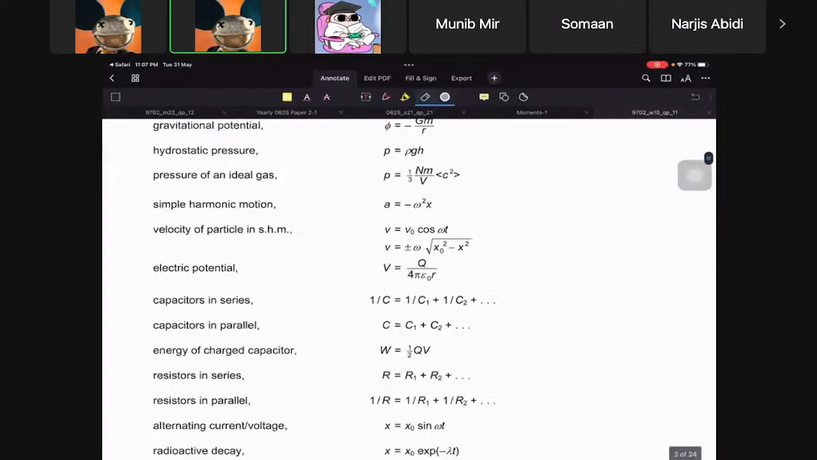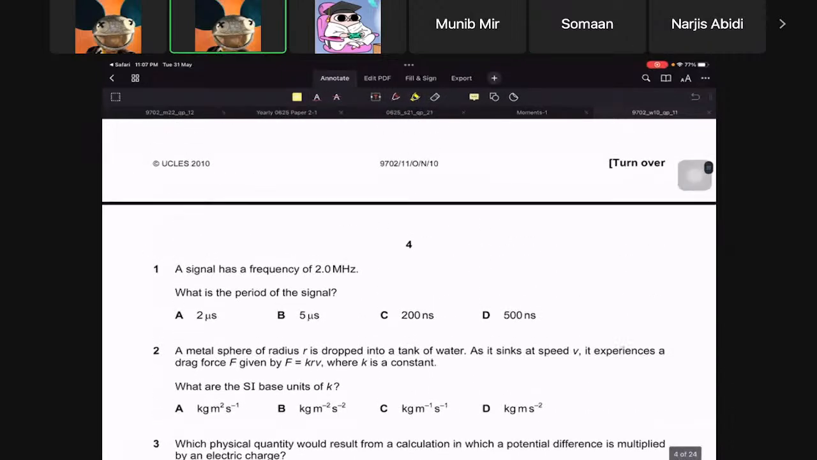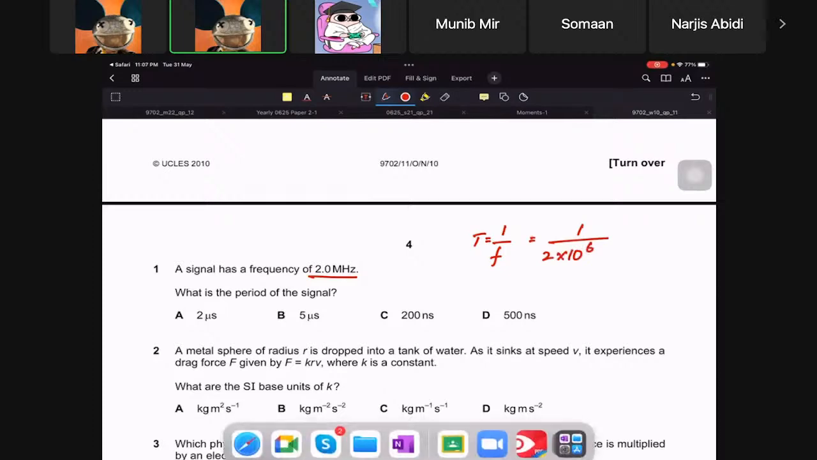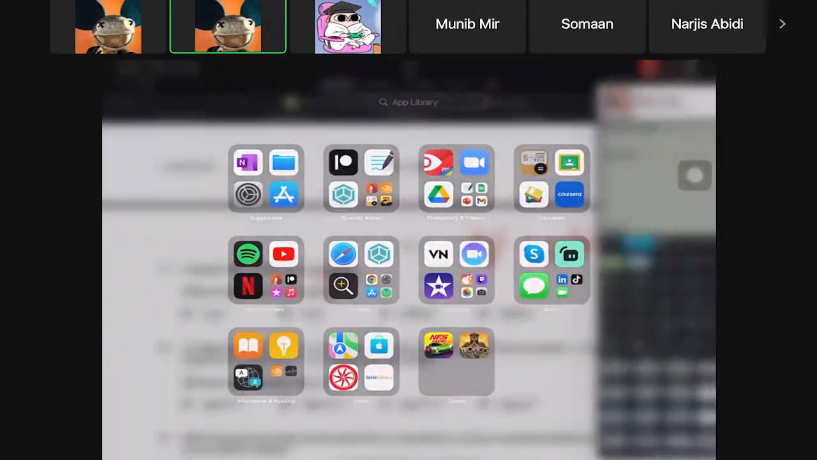Okay, the signal frequency is 2 megahertz. What is the period of the signal? So we need to find the time period. The time period is 1 upon frequency, which means 1 upon 2 times 10 raised to the power 6. So let's try finding this.